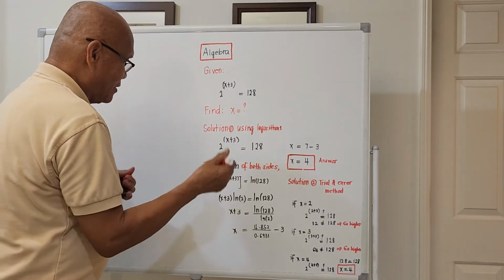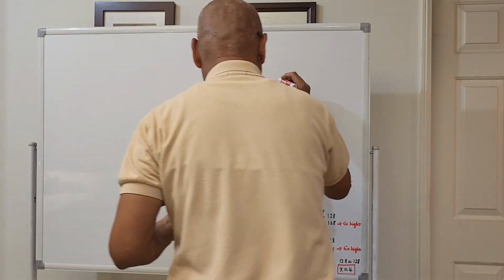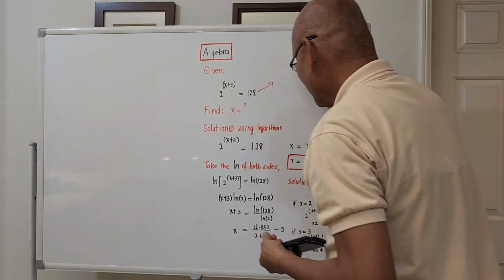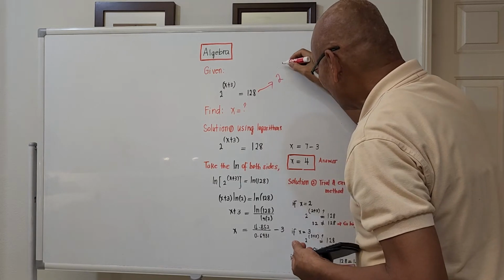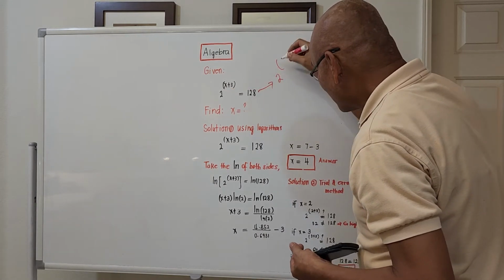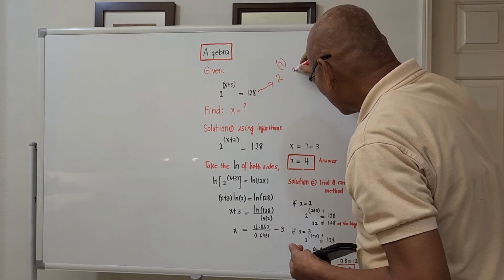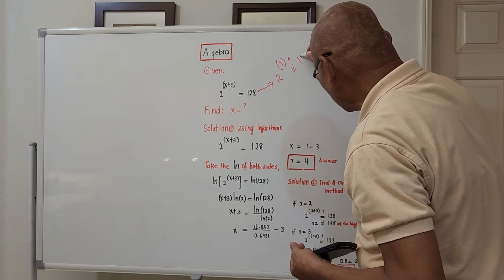You could try this one, because to check the validity of the answer, you just place it: 2 raised to 4 plus 3, that will be 2 raised to 7, equal to, is it equal to 128?